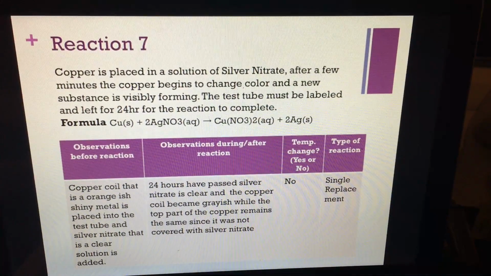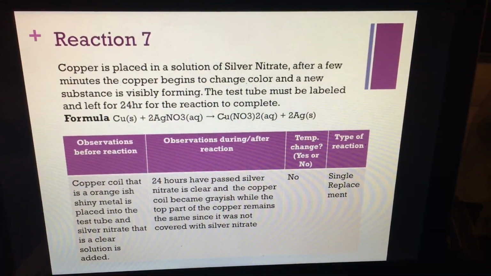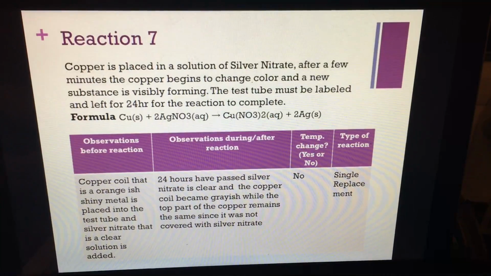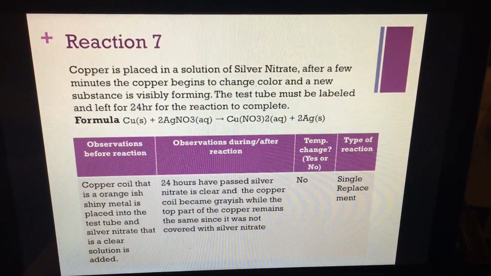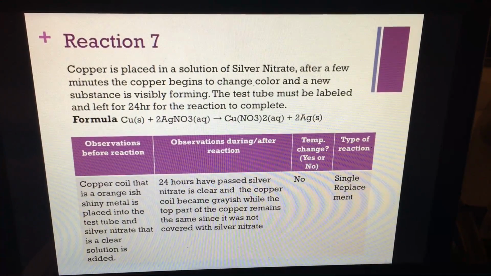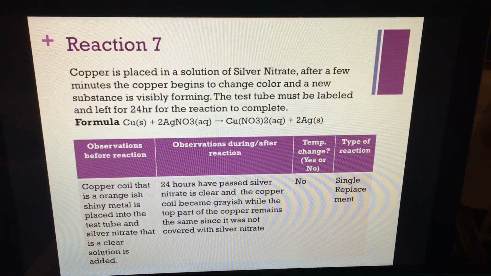Reaction 7. The type of reaction is single displacement or replacement. On this reaction, copper is placed in a solution of silver nitrate. Copper will begin to change its color and the new substance will be visible after 24 hours. The temperature doesn't change.